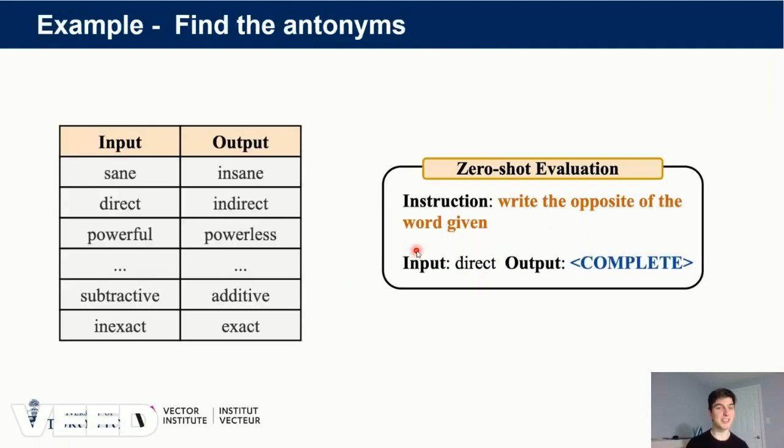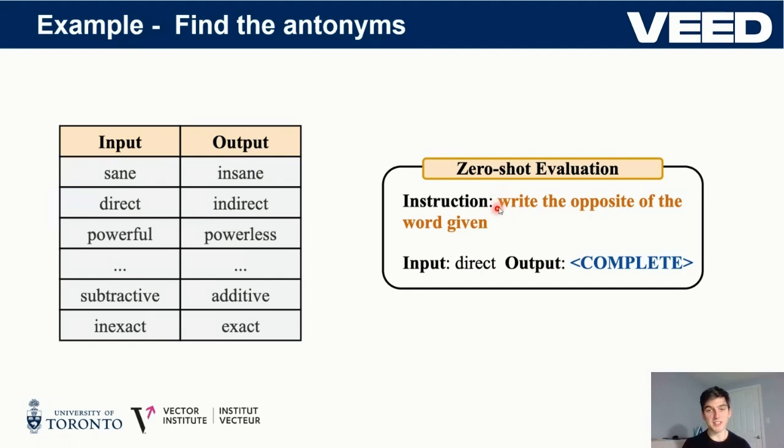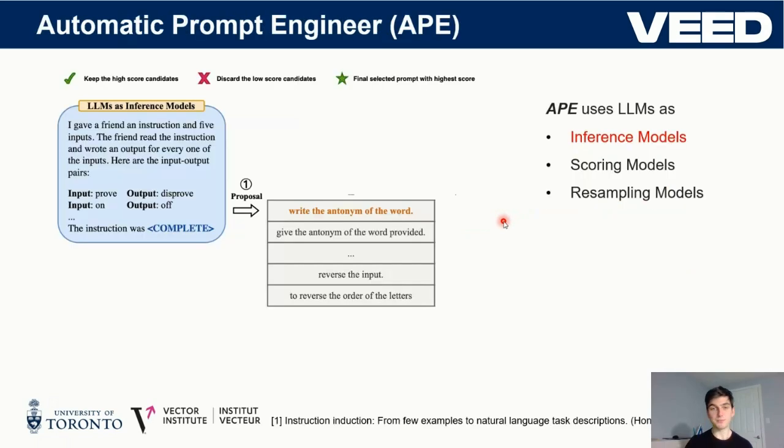So let's walk through a concrete example of how APE works. Let's say we're interested in generating antonyms, and over here on the right is the evaluation template we would be using. During test time, we would give the large language model all of this text over here, and the model will complete the text where the complete token is. In this case, it would output "indirect", which is the antonym of "direct". We want APE to optimize this text in orange such that it optimally elicits this behavior.